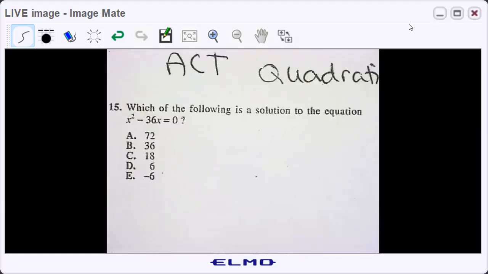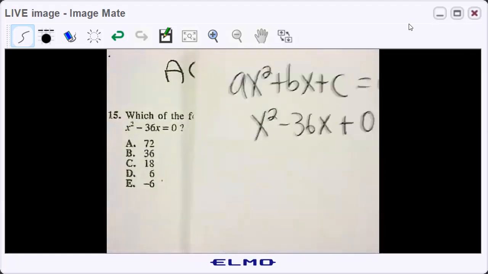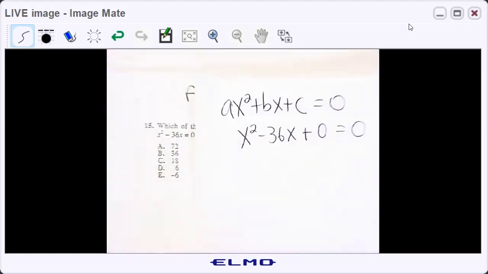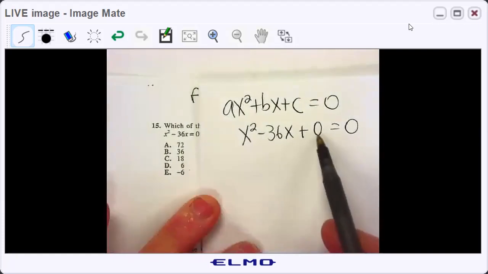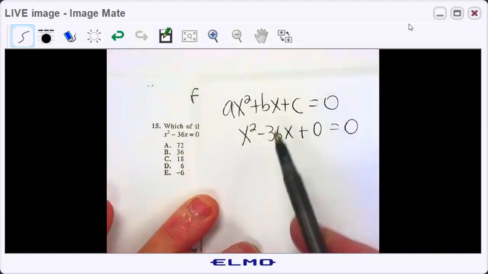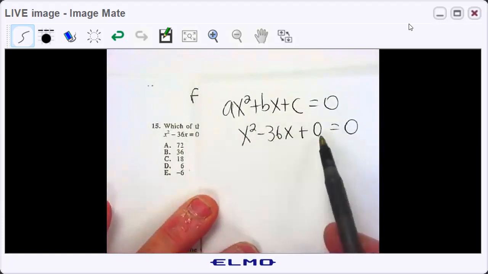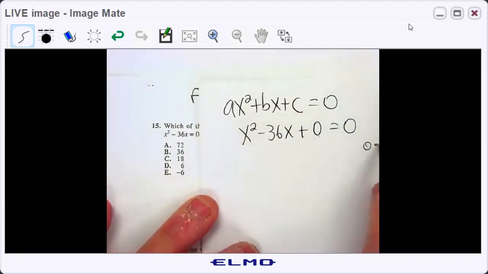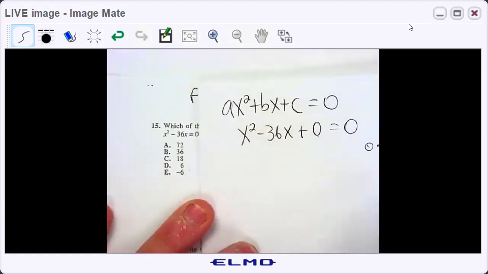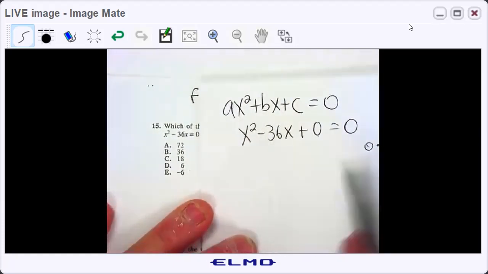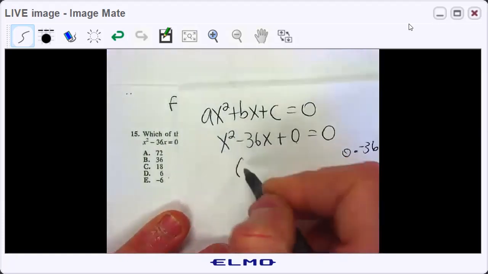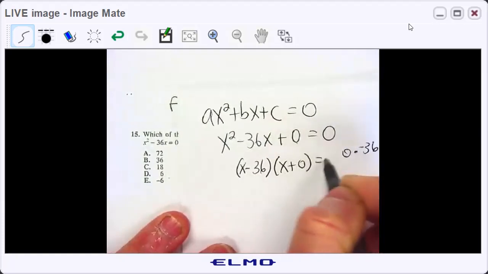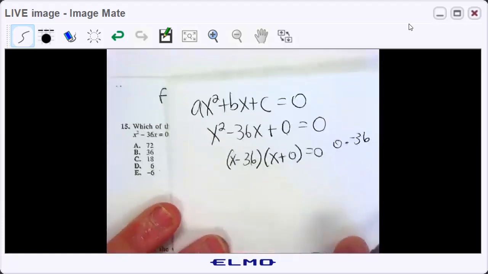So, like I said, if you wanted to think about number 15 in terms of x squared minus 36x plus 0, that's fine. And then remember, you would be looking for two numbers that multiply to give you this, but add to give you this. Well, we know that would have to be 0 times something. What would it have to be? It would have to be 0 times negative 36. So that would work, and you could go ahead and put those things in the parentheses: (x minus 36)(x plus 0) equals 0, and then go ahead and solve those parentheses.